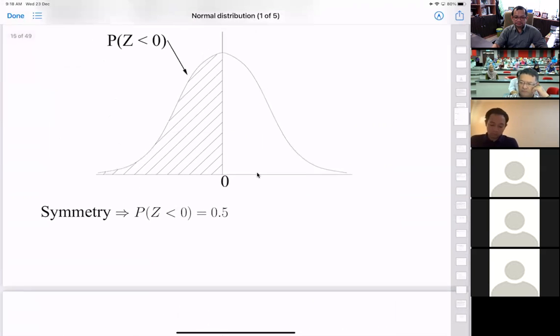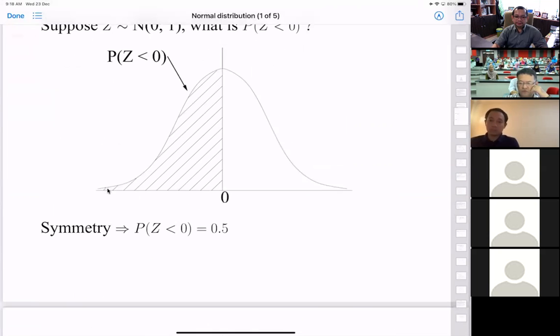How about this one? Definitely, as I mentioned before, the total area underneath this curve is equal to 1 because the total probability is 1. So half of this is equal to 0.5. So the area for this is 0.5.